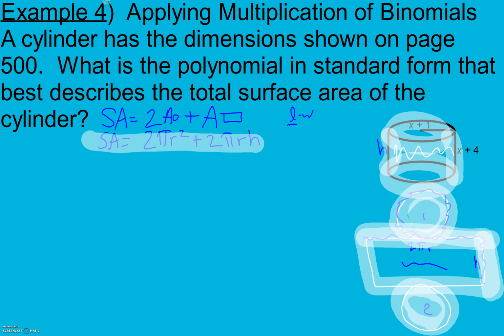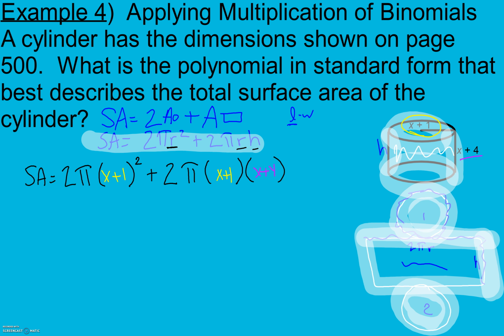Now, let's plug in what we know. In my formula, I'm going to have a 2 times pi times my radius squared, and my radius I'm actually going to fill in, plus 2 times pi, again times my radius, times my height. And those values I'm going to fill in, those change. Here, my radius, x plus 1, my height, x plus 4.